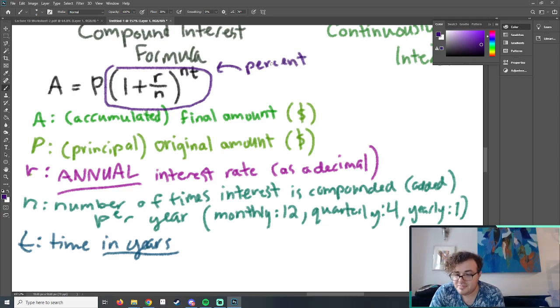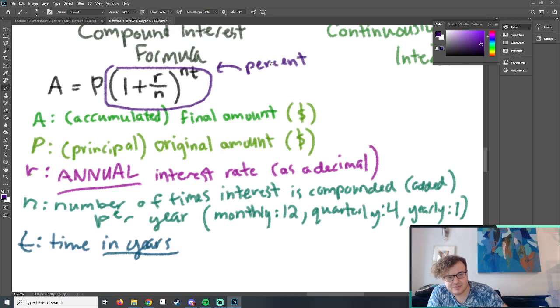Specifically, it is a percent: if 100% is the money that you start with, this percent is the money that you will end with. So let's say this comes out to 150. That means you've gained 50% of your money over T years at this interest rate. So P is just being multiplied by a percent.